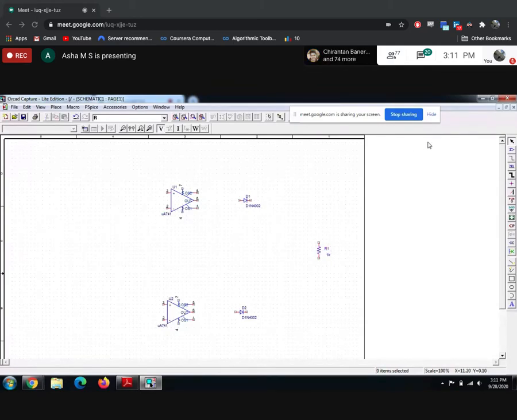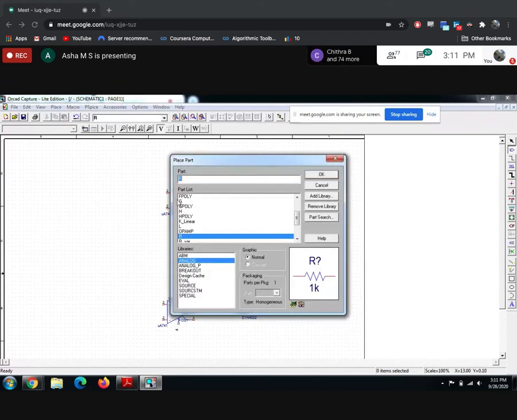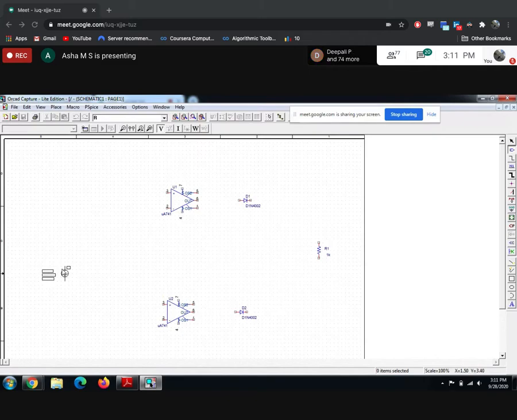Next, what is required? Signal generator is required. Signal generator is available in the source library. Type VSIN. So this is the signal generator. Take it. It is required on the left side of the circuit. Place it on the left side of the circuit.